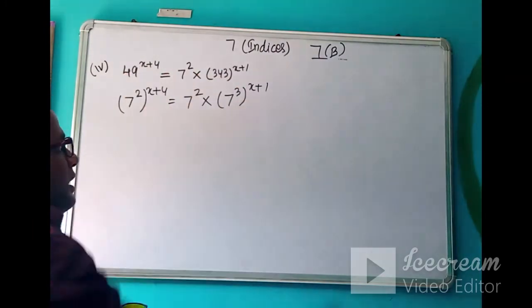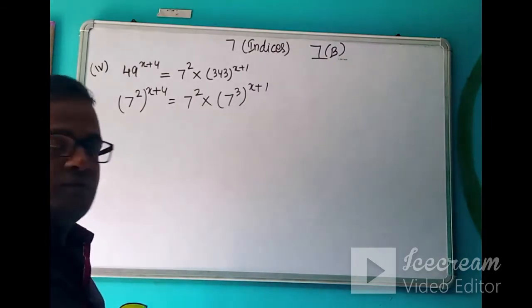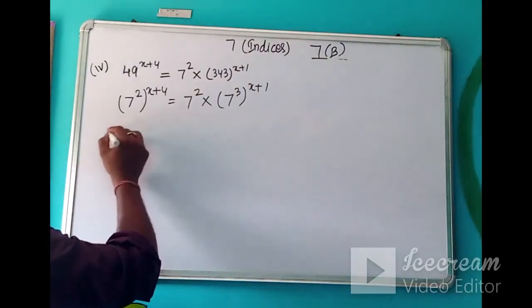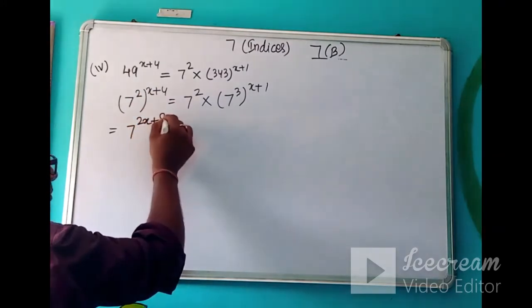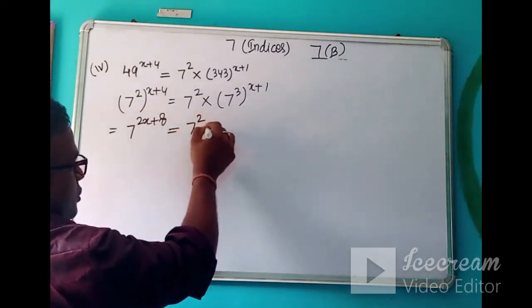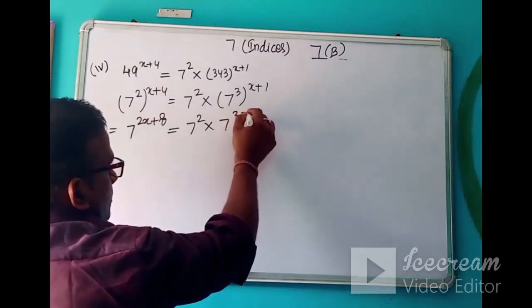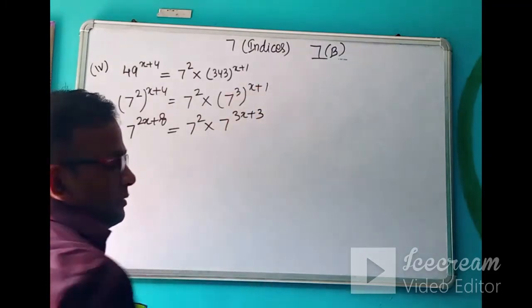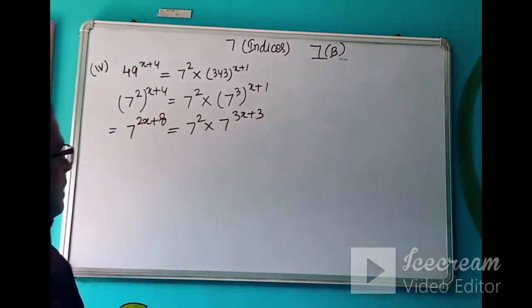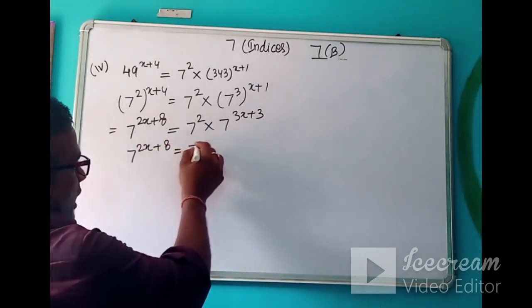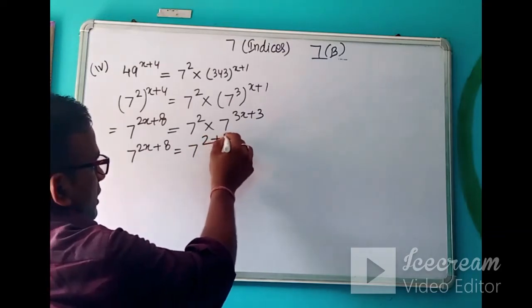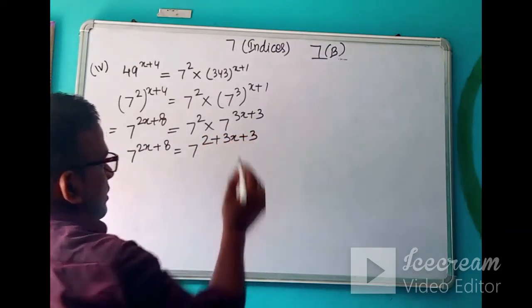So I have converted each and every term into the power of 7. Now we will multiply these two powers. So it becomes 2x plus 8 is equal to 7 squared into 3x plus 3. Okay, multiplication of the powers. Then now I will add these two powers, 2 plus 3x plus 3.